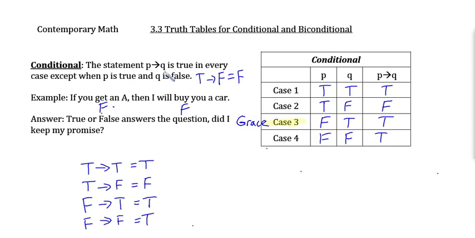So again, if P, then Q is true in every case except when P is true and Q is false. And you can see that right there. All right, let's move on.